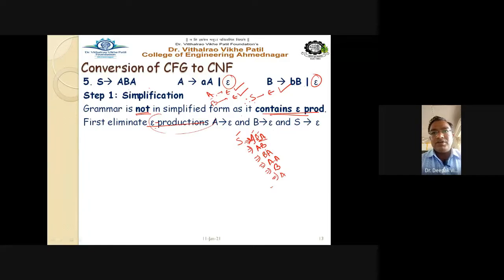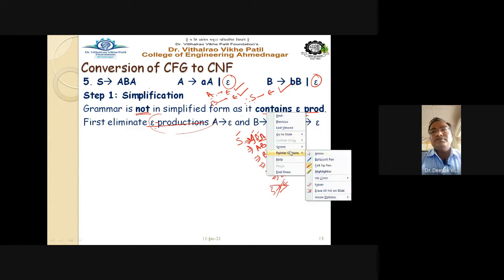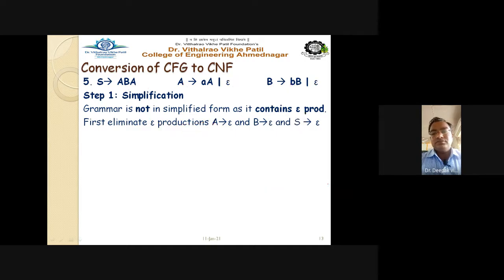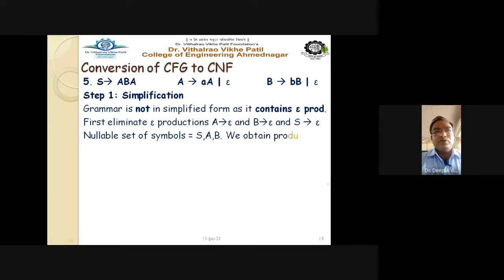And finally S gives epsilon, but we have to remove this epsilon symbol. So we are not going to consider S produces epsilon, right? Because we have to remove the epsilon production here. So see, the nullable set of symbols are S, A, B.